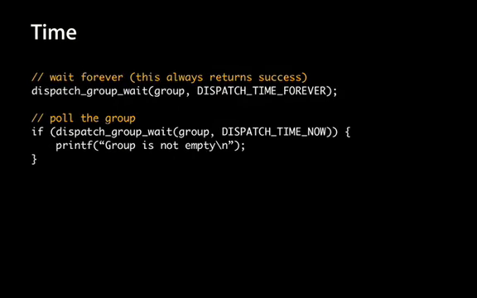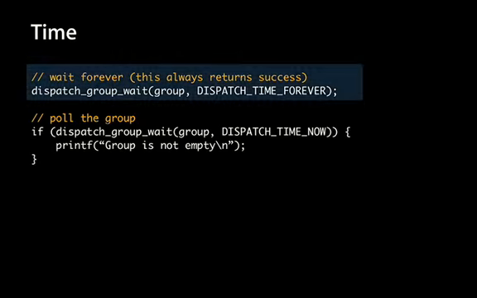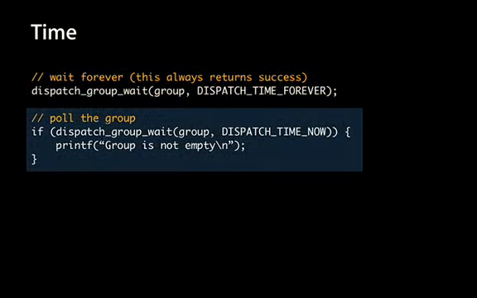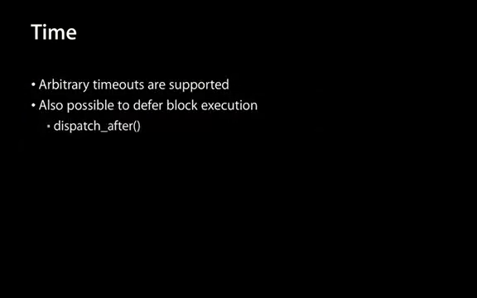So using the group API that we already talked about, group wait with dispatch time forever will wait forever. And this always returns success, which is 0. We can also just poll the group by saying an immediate timeout. And the group wait API will return non-zero for the timeout case. So this will print out group is not empty if the group is not empty. So that's dispatch time.